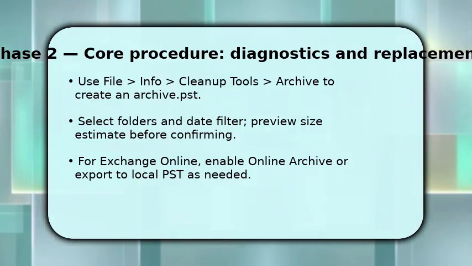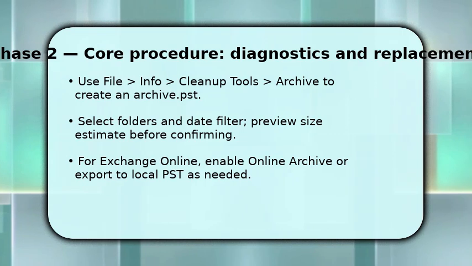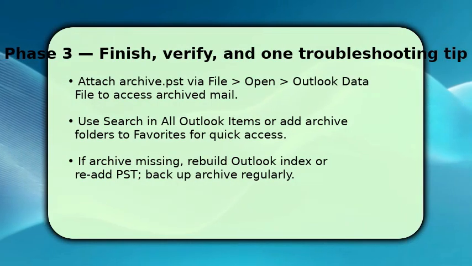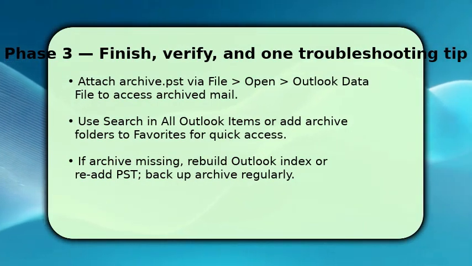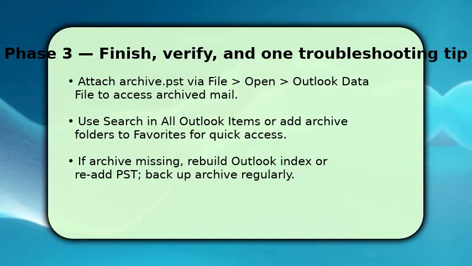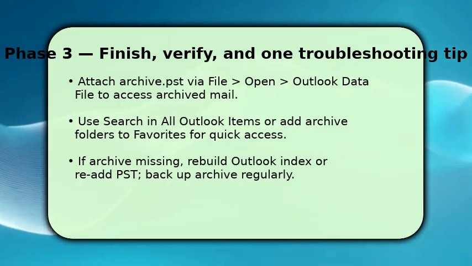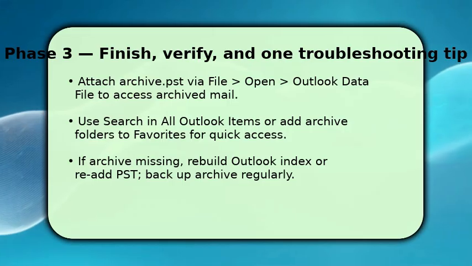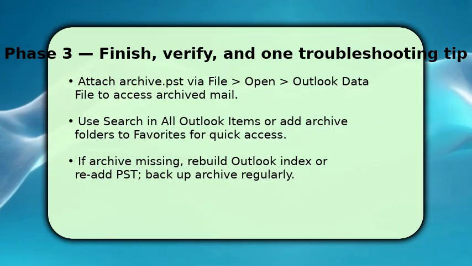To finish, attach the archive.PST with File Open Outlook data file so archived folders appear in your folder list, and then verify by searching archived mail. Make sure to add frequently used archive folders to favorites for fast access and back up the PST to external storage. If you can't see archived items, rebuild the Windows search index or re-add the PST. This common fix restores visibility without data loss. Finally, test restore of one message to confirm integrity.